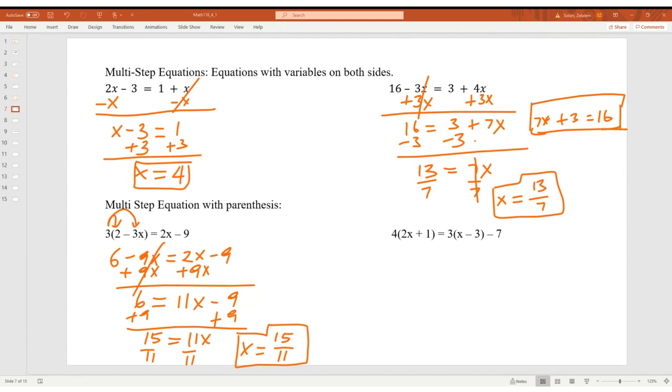Anyone's different answer? Type in the chat. Yeah, just write it as a proper fraction. You don't have to write it as a mixed fraction, so it has to be proper. If you have to reduce it, you have to. Sometimes the numbers can be reduced, but 15 over 11 cannot be reduced because they don't have any common factor, so it cannot be reduced.